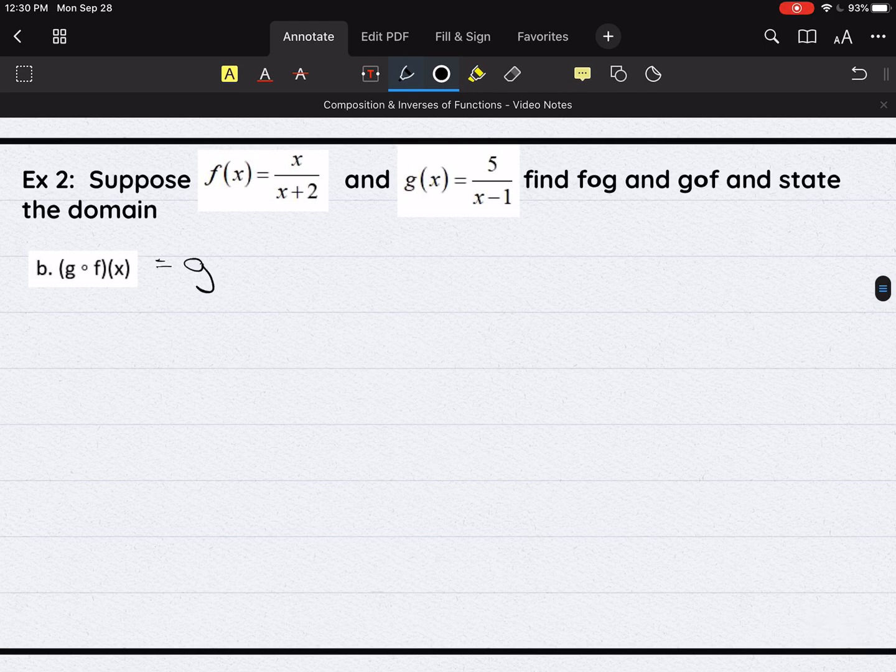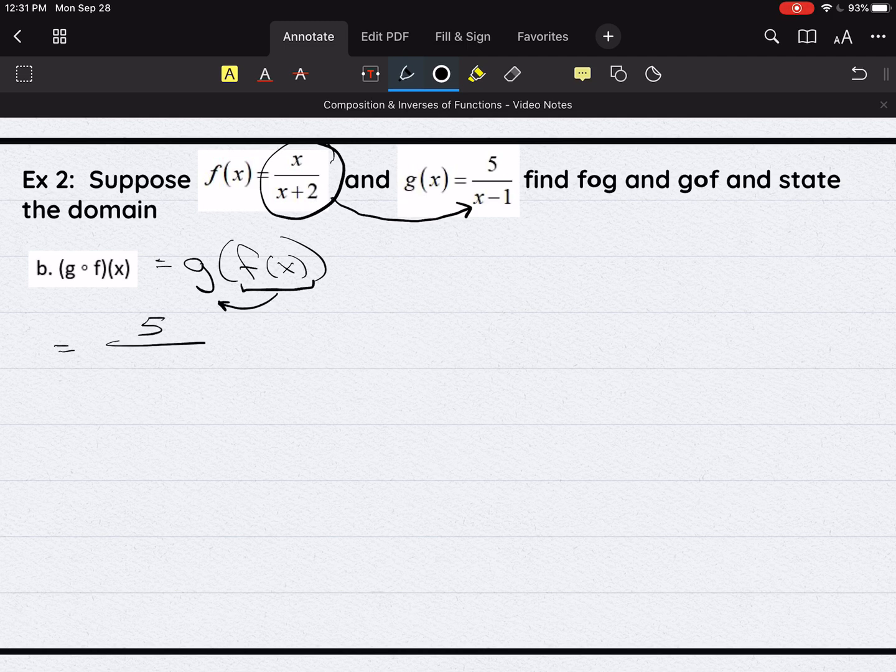So this time we have g of f of x. So I'm taking f of x and plugging it into g. So I'm taking this and I'm plugging it in just into that x. That's the only x in g. So that would look like this: 5 over x plus 2, minus 1.